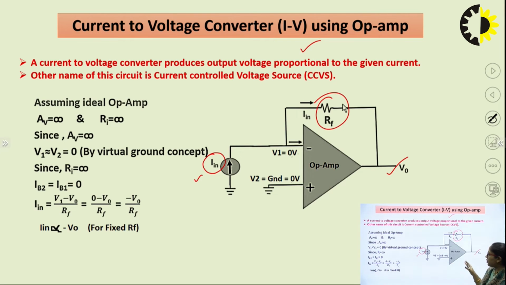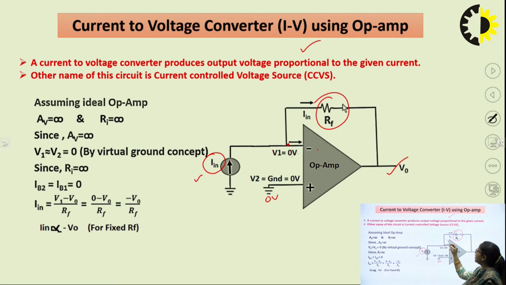So how can we show this relationship? We know, again with the help of virtual short circuit, that if the potential at the non-inverting terminal is ground, the same voltage will appear at the inverting terminal of the operational amplifier. This is called virtual ground or virtual short circuit. At the non-inverting terminal we have 0 volt, it is grounded, so at this point the voltage will also become 0 volt. Now this current I in is flowing.